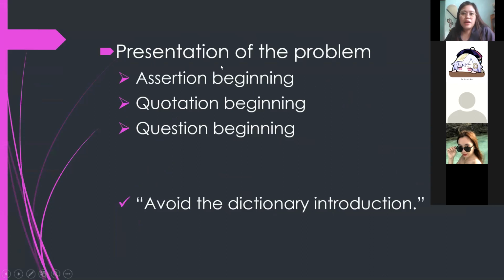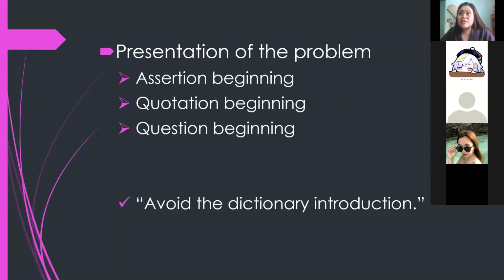So how do we present the problem of our study? We can use assertion beginning. As I showed you from the development of the laboratory manual, the Kale mentoring program, and then my master's thesis, those are all assertion beginnings. As you can see, I started with my assertion of the problem.